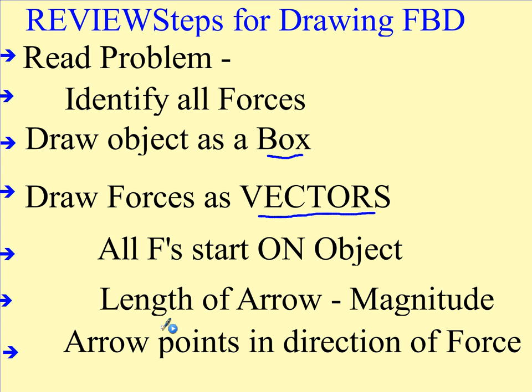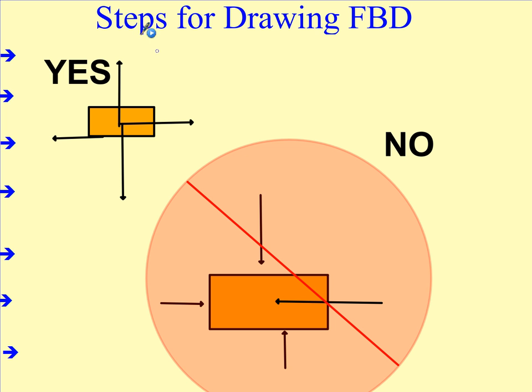Remember, the length of the arrow is the magnitude of the vector, so a longer arrow means a larger force, and the arrow should always point in the direction of that force. This is an example of a good free body diagram where all the forces start on the object and go away. And this is an example of a bad one where the forces are pointing toward the box.